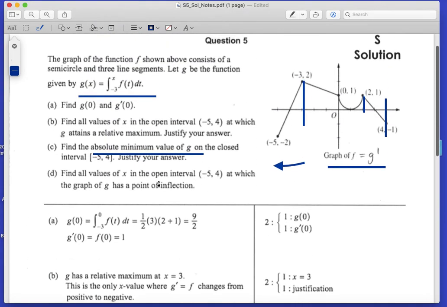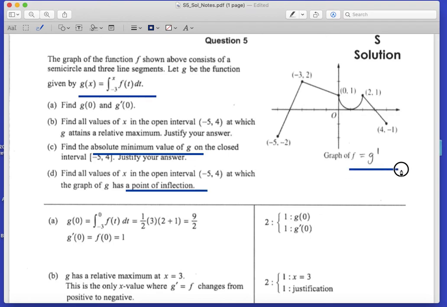All right, finally, points of inflection. What's a point of inflection? It's the place where a function's second derivative changes sign. What do we have here? We have the graph of the first derivative. How can I get information about the second derivative when I have the graph of the first derivative? Well, the second derivative is given by this graph's slope. So I need to look for where the slope of this graph that's presented changes sign. That will tell me where g double prime changes sign.